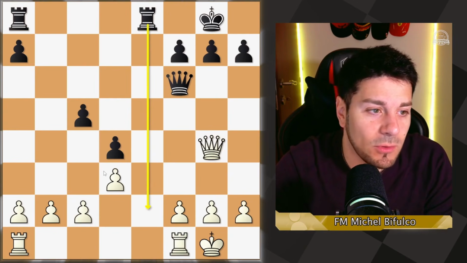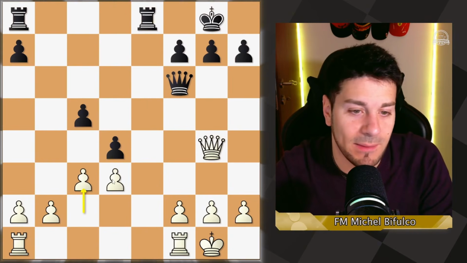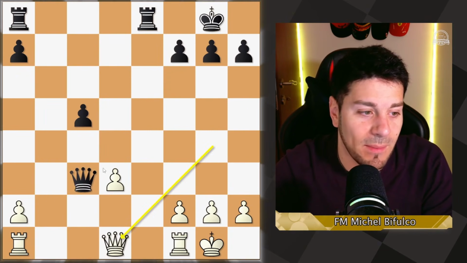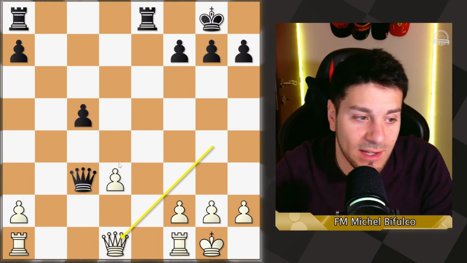Instead, what does white do? He starts to feel this lack of space and then goes a bit crazy, playing this move, c3, which basically makes him lose this pawn. And immediately now the position is good for black, who in my opinion makes a mistake. Look at what he does.